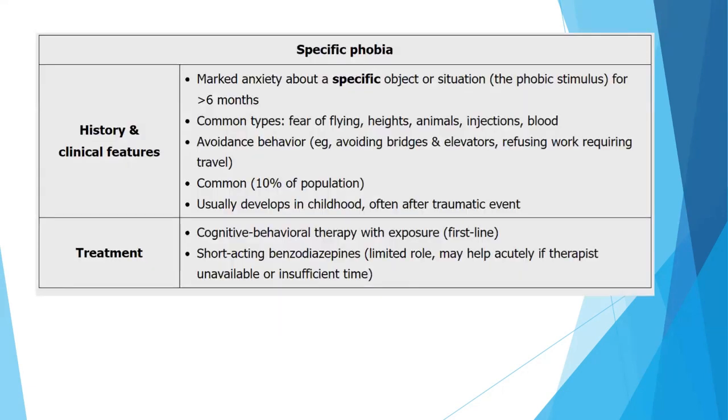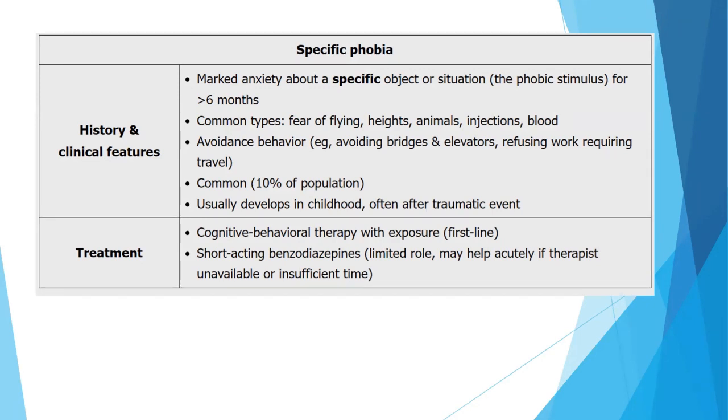So we are talking here about the specific phobias. Whenever there is a marked anxiety about a specific object or situation, like the phobic stimulus, for more than 6 months, the common types may be a fear of flying, fear of heights, fear of animals, injections or blood.